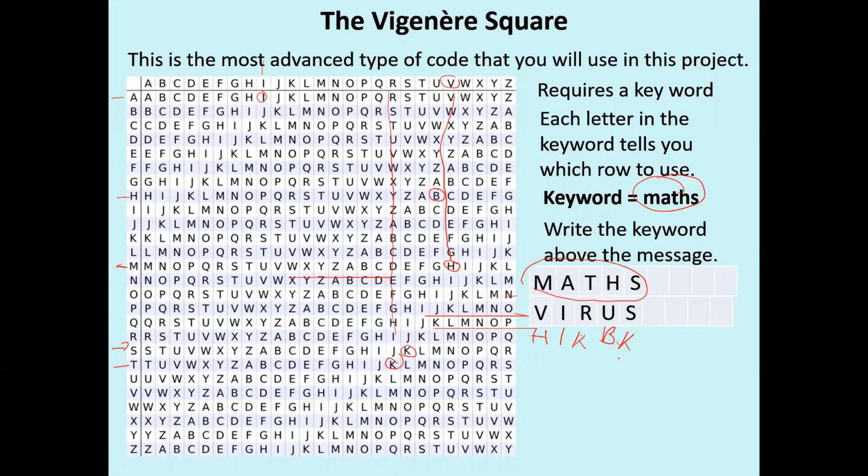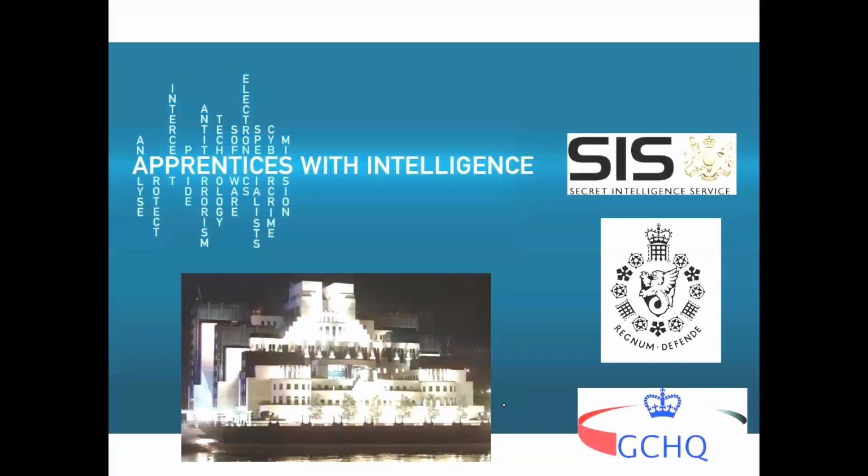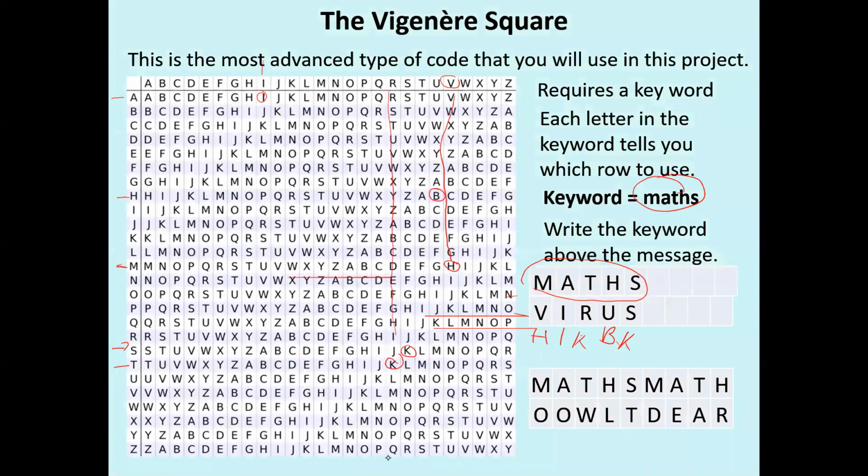So what about the other way round though? Suppose we have received a message from someone who's trying to communicate secretly. So this time we've received this message here, which doesn't seem at first glance to make any sense: OOWLTDEAR. So how can we make sense of that? Well, again, we've got our code word. So we know that the code word tells us which row to use.